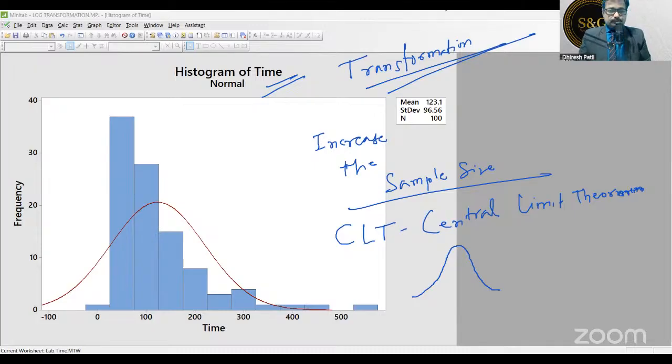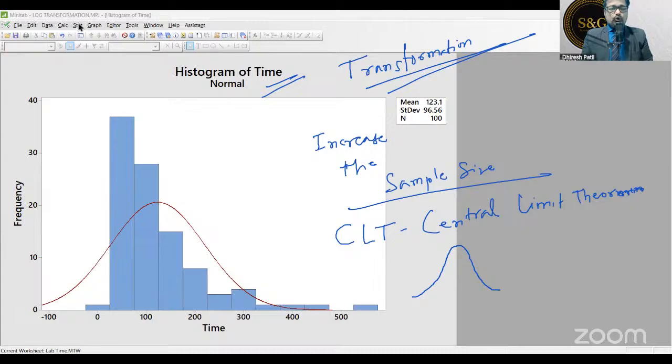Transformation strategy. Clear, everybody? So I gave you a practical example of office arrival time. I gave you a normal distribution data example, and now I have given you a non-normal distribution example, and both we have plotted on a histogram in Minitab. Now we'll see how we handle this kind of situation where there is time related data, and that too non-normal distribution data. Okay, let's go for transformation.